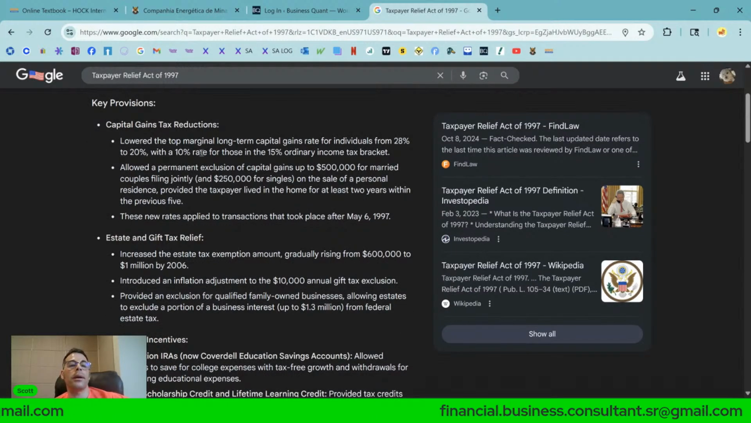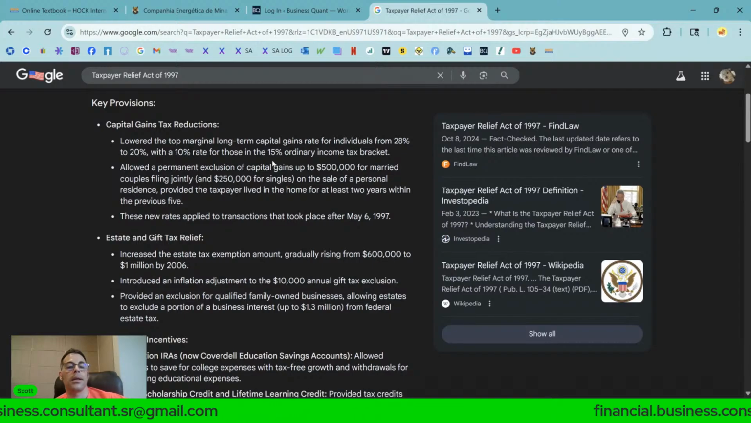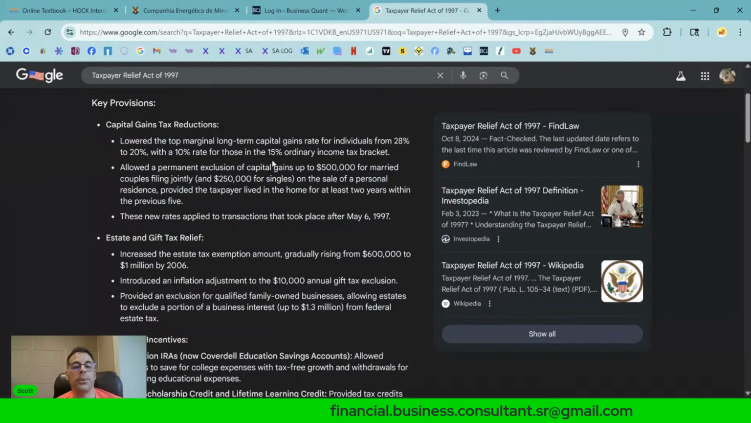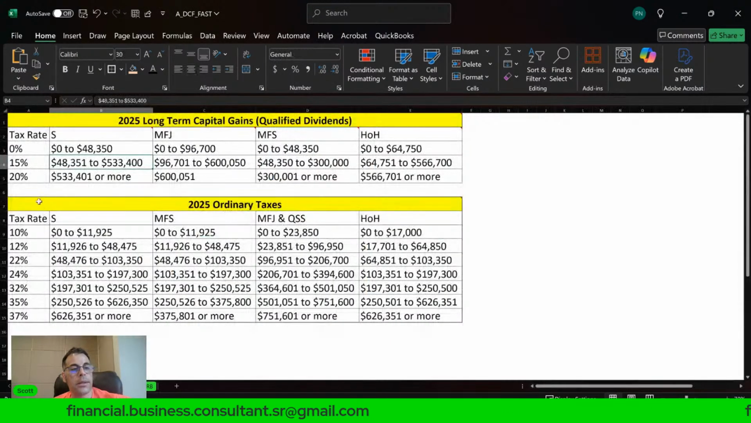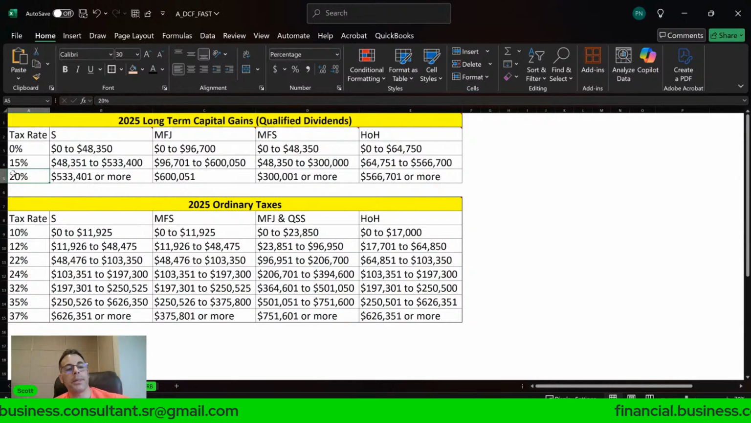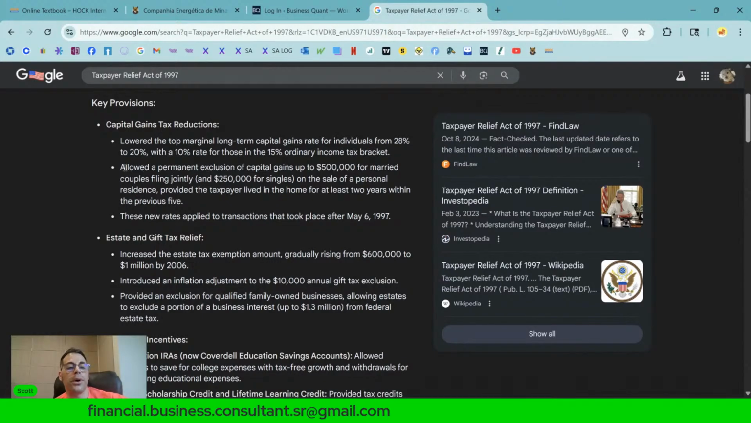One thing, it lowered the tax rate on long-term capital gains from 28% to 20%. So this 20% used to be 28%. Now it's 20%. And this is what we're talking about right now.